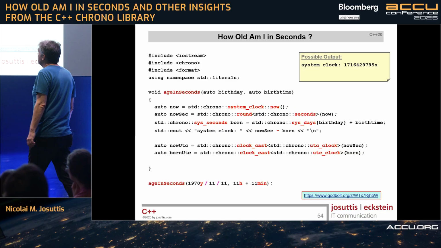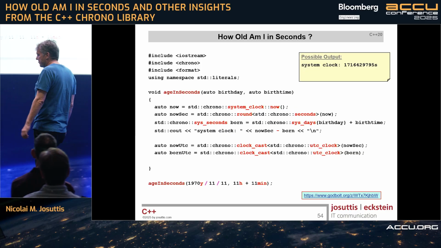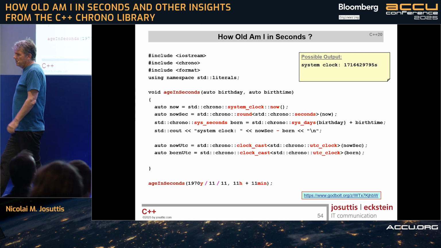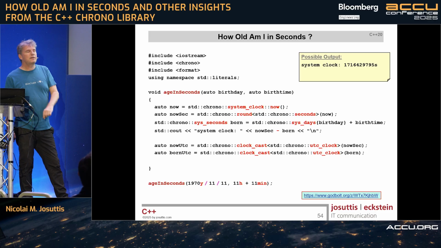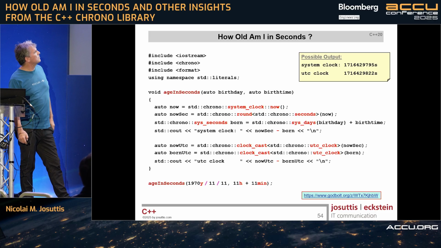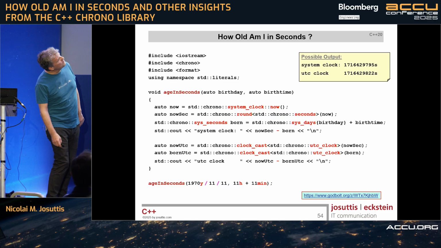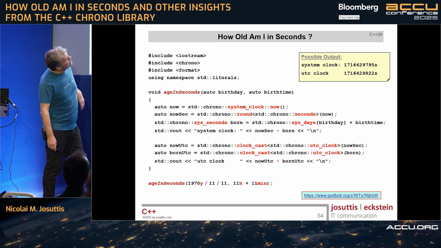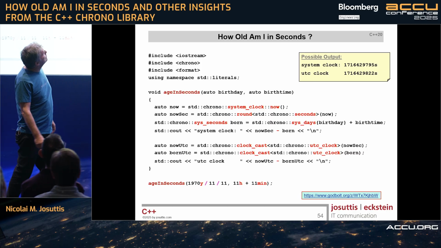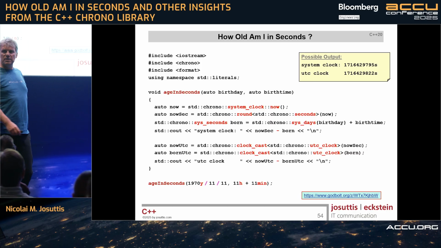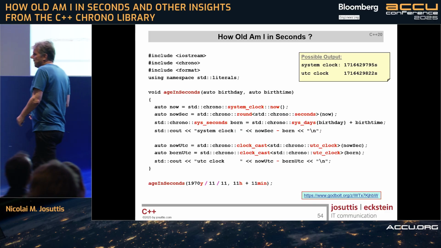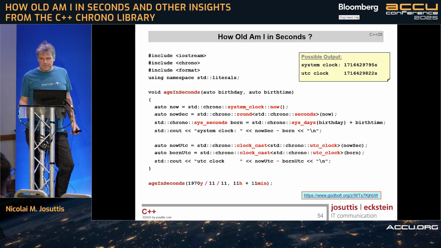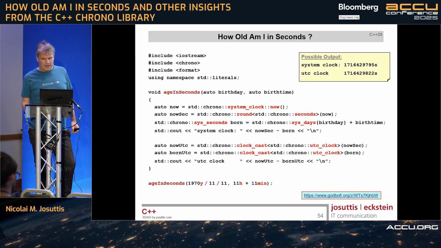And now, instead of that, let's use a clock cast to convert the system clock entries into UTC clock entries, because they can deal with leap seconds. And you see, it's significantly more. It's, what is it? 27. I'm 27 seconds older than I thought. Oh my goodness. Half a minute. That had happened so far.